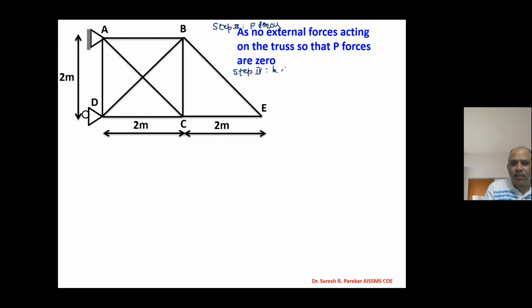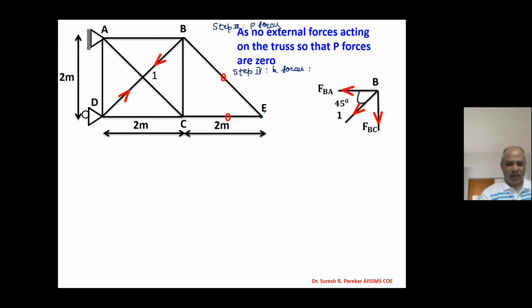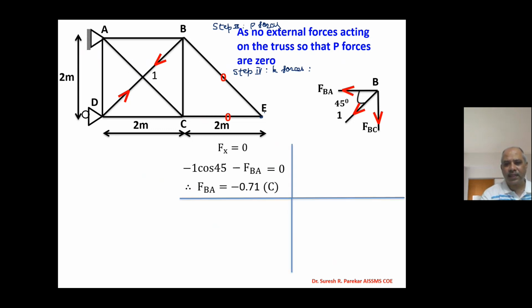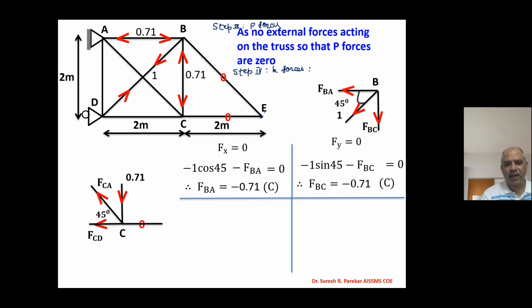In this we have to apply unit force in BD. So we have EB and EC 0, no load, no reaction at E, so both become 0. Now we have BD as 1. Then we consider joint B and summation Fx equal to 0: minus 1 cos 45 minus FBA equals 0. So FBA is minus 0.71, that is compression. Then from Fy equal to 0, we get FBC as 0.71 compression. So BC is also 0.71 compression.